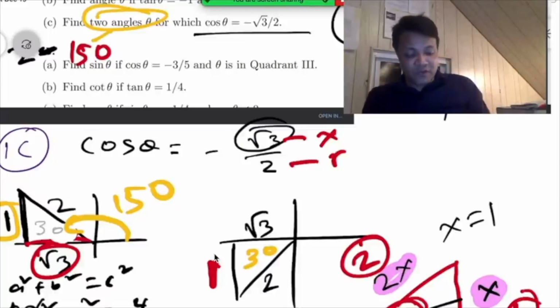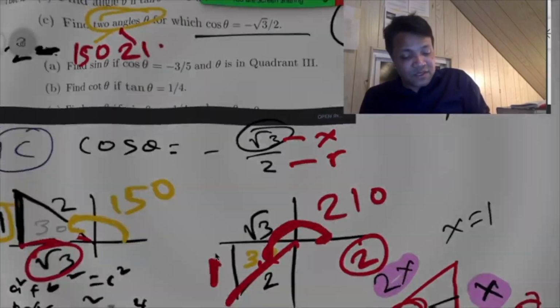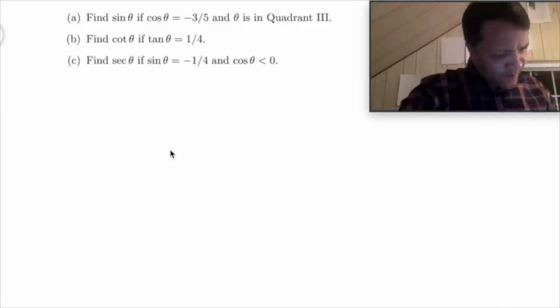Now don't forget that we are trying to find this angle, from the x-axis to the resultant. What would be the angle of this one? So 180 plus 30. This is 210. So 150 and 210.